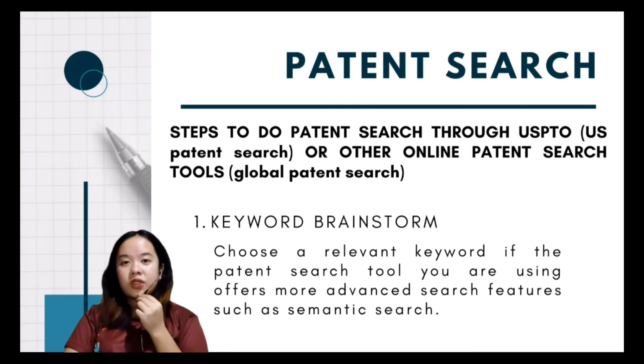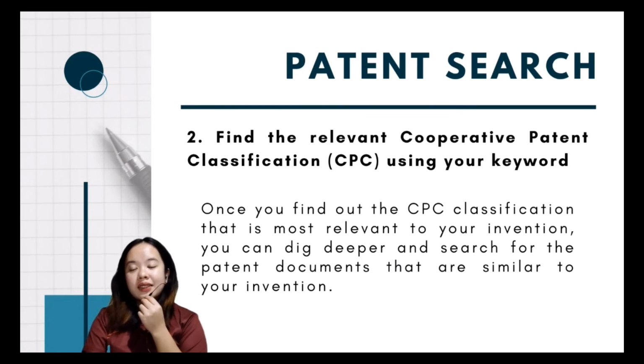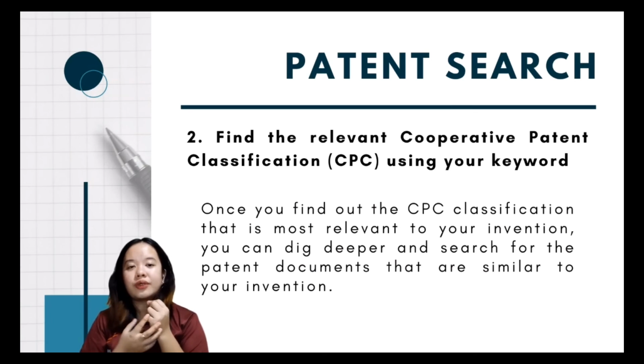You can begin your patent search by choosing a relevant keyword, especially if the patent search tool you are using offers more advanced search features such as semantic search. Such a feature may help to identify your search intent and can provide you with the most accurate search results. The second step is to find the relevant Cooperative Patent Classification, or CPC, using your keyword. Once you find the CPC classification that is most relevant to your invention, you can dig deeper and search for patent documents that are similar to your invention.